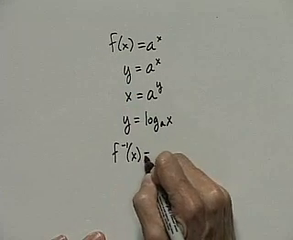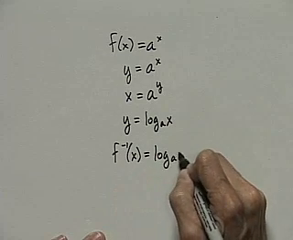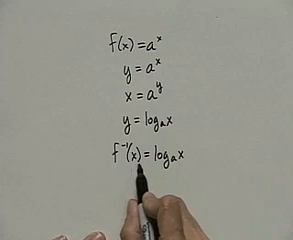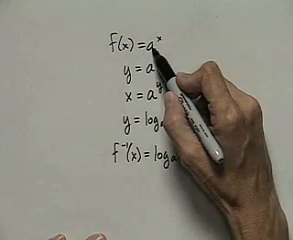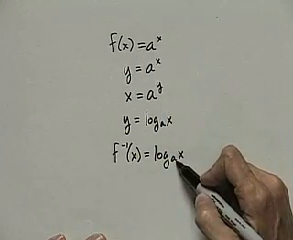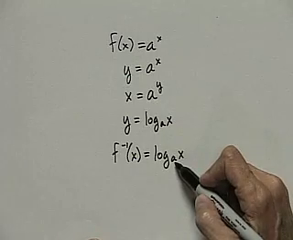Using inverse function notation, we say f inverse of x is log base a of x. Notice the base of the exponential function and the base of the logarithmic function are the same. Well, let's put in some numbers and graph an exponential function and its inverse.